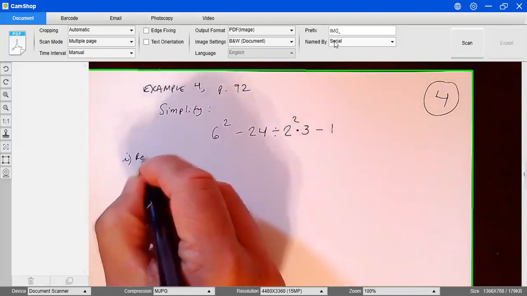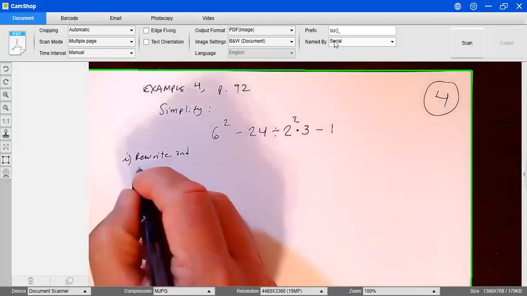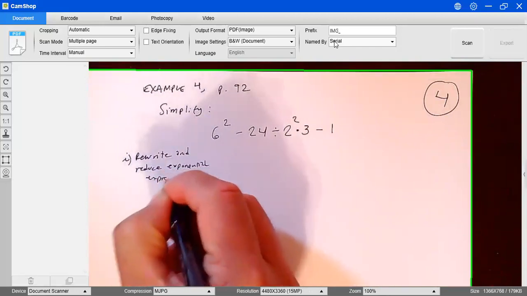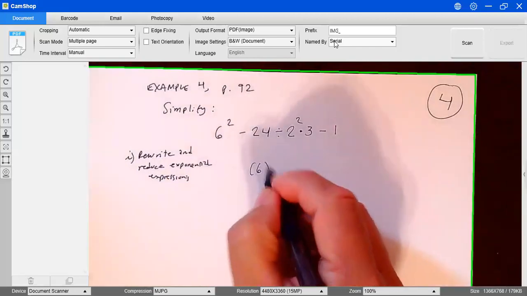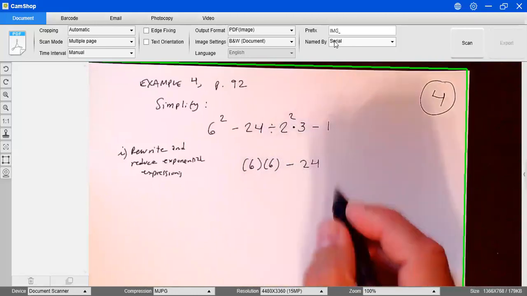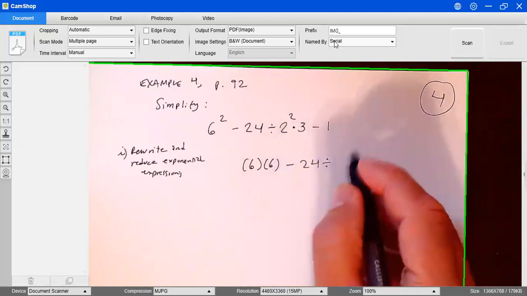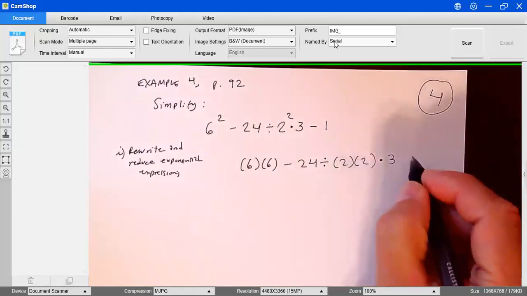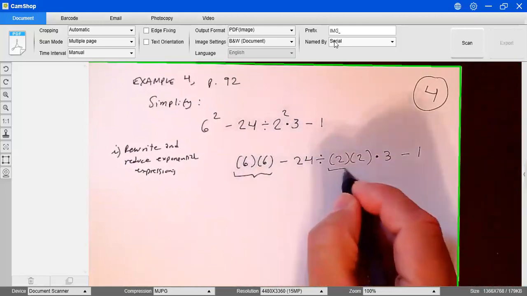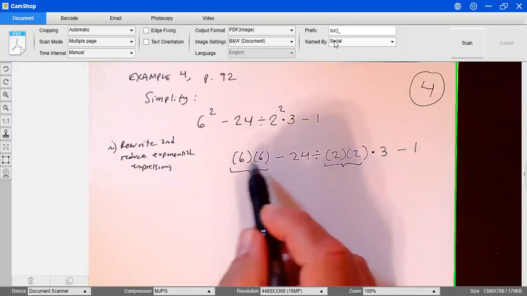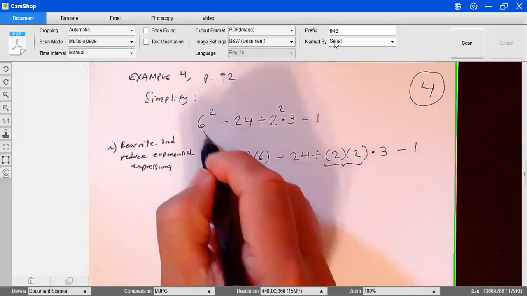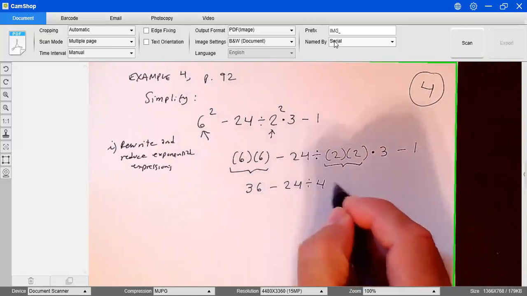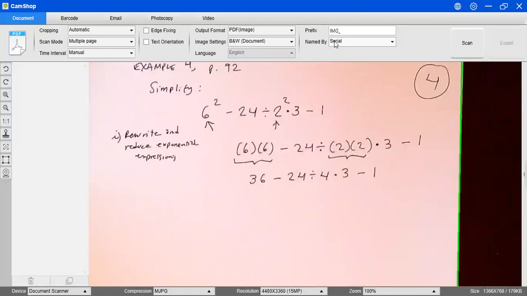So we're going to rewrite and reduce the exponential expressions. So we have 6 squared means that 6 multiplies itself 2 times. Then we have negative 24 divided by, and then we have 2 to the second power, meaning that 2 is going to multiply itself. And then we have times 3 minus 1. So I need to work first with the exponential expressions. These are the multiplications corresponding to the exponential expressions. This one and this one. So this is going to be 36 minus 24 divided by 4 multiplied by 3 minus 1. So that was the first step.